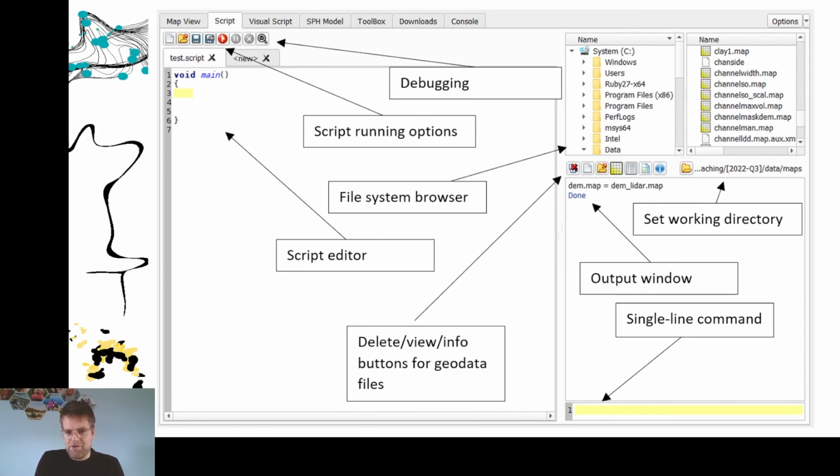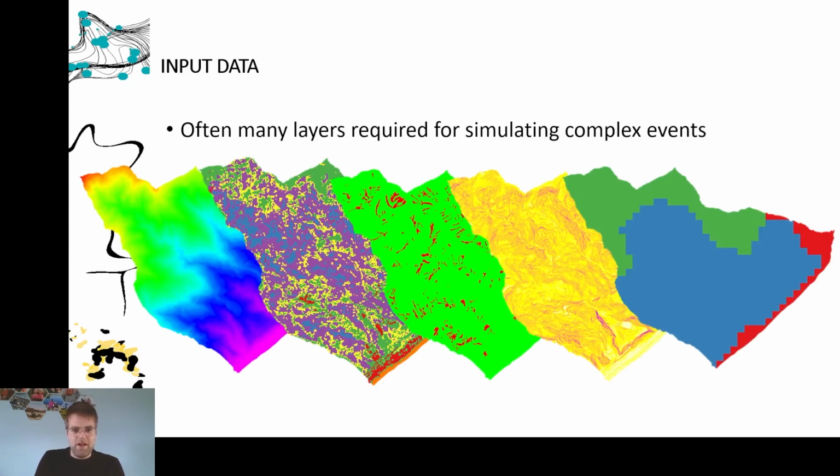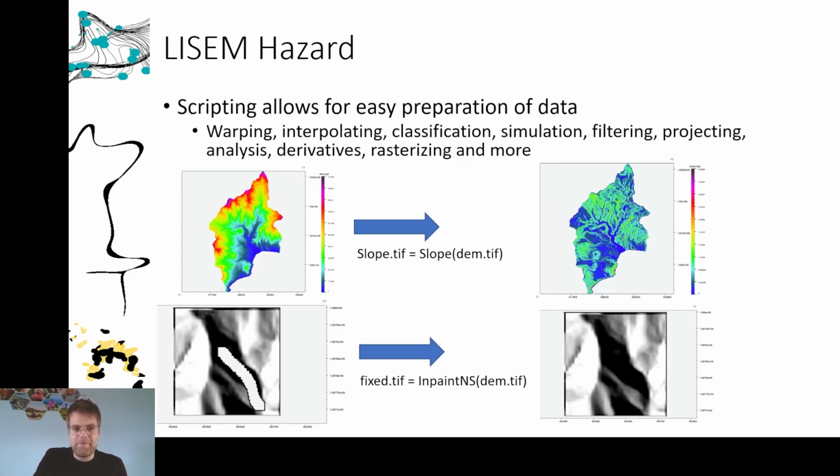The example you see here on the right bottom is a command line, where you can do quick pre-processing of your input data. And input data is important. These kinds of models often require many layers for simulating complex events. In this case, for an area in Italy, you see some of these layers visualized here. And the scripting allows for easy preparation of data. Things like warping, interpolation, classification, simulation, filtering, projecting, analysis, derivatives, rasterizing, and much more can all be done there, allowing for automated setup in modeling.